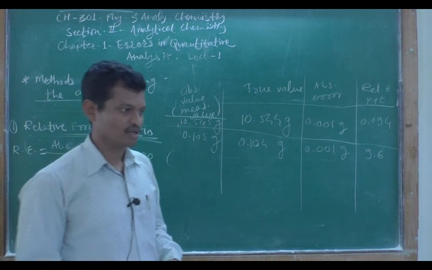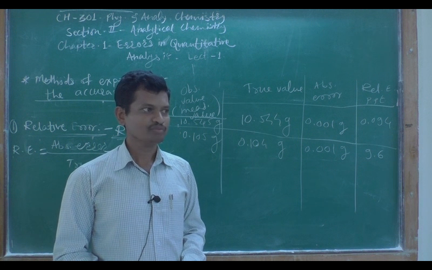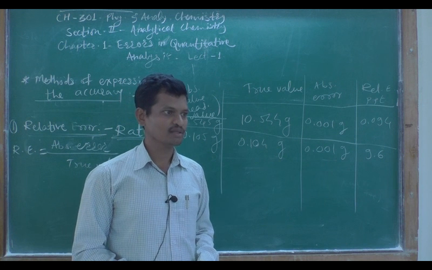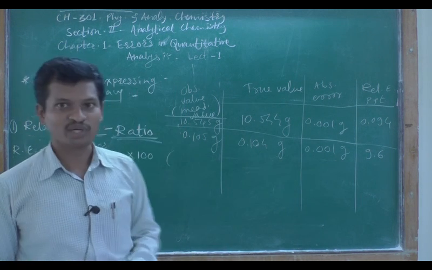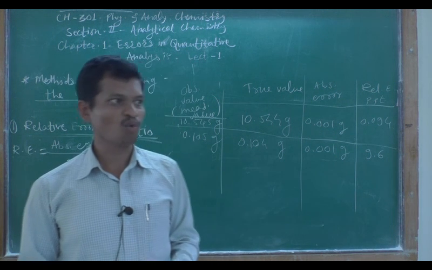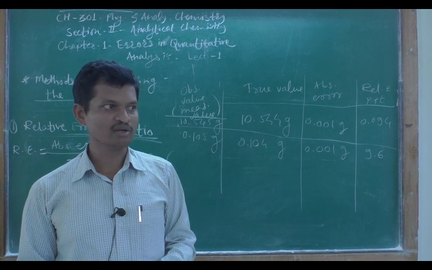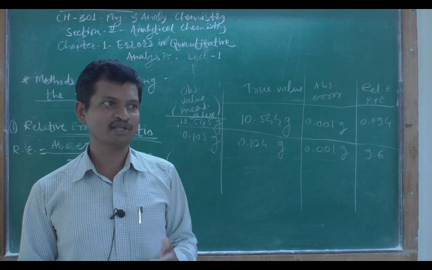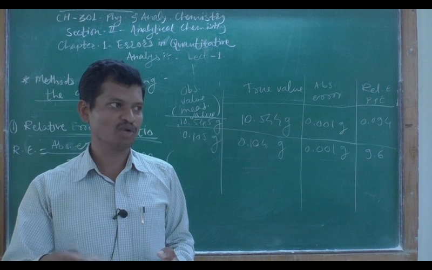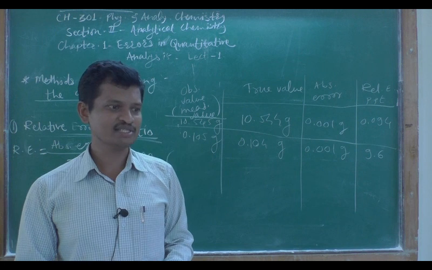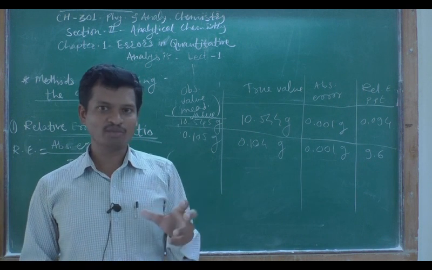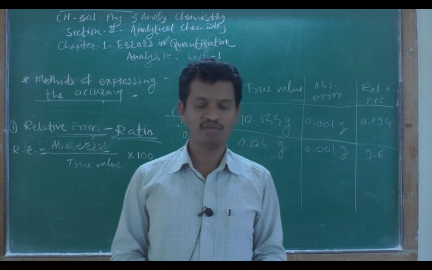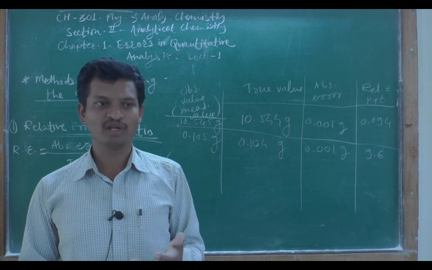So with this we are concluding today. What we have learned in today's lecture is the introduction of errors in quantitative analysis, and which errors occur in quantitative analysis. The different names and terms used for these errors we are going to see in the next lectures, but the background of this chapter is accuracy and precision. What is the difference between accuracy and precision, and what are the methods of expressing accuracy and precision, that we learned today.